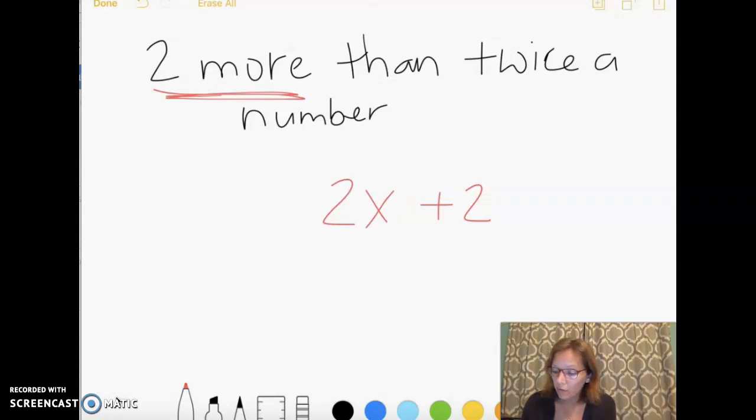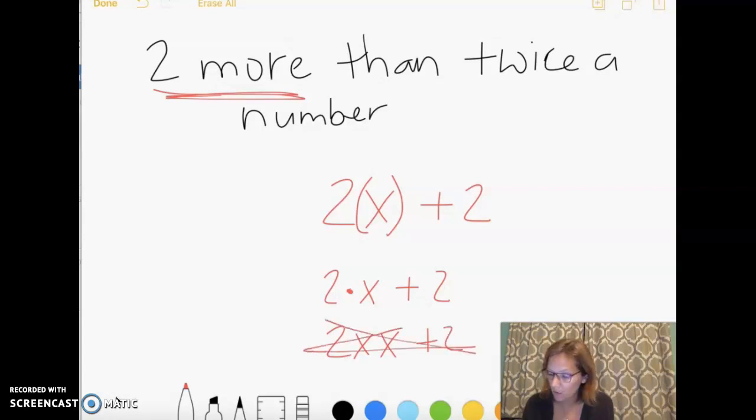Okay, now you could have written it like this, like 2 times x. That's totally acceptable. You could have written it like this with the little dot. That's totally acceptable too. But do not use x for multiply in these problems, because then we'll get very confused. Okay, because then it would look like 2 times x plus 2. That's too many x's. Don't do it. No. Okay, so that is what 2 more than twice a number looks like.